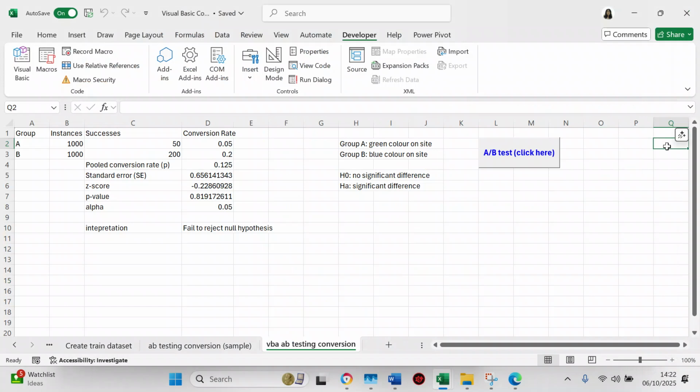But let's see what we've got. I don't understand why an instance of success with 50 and an instance of success of 200 is going to give you a p-value of 0.8191. But let's just try this one more time. See what happens.